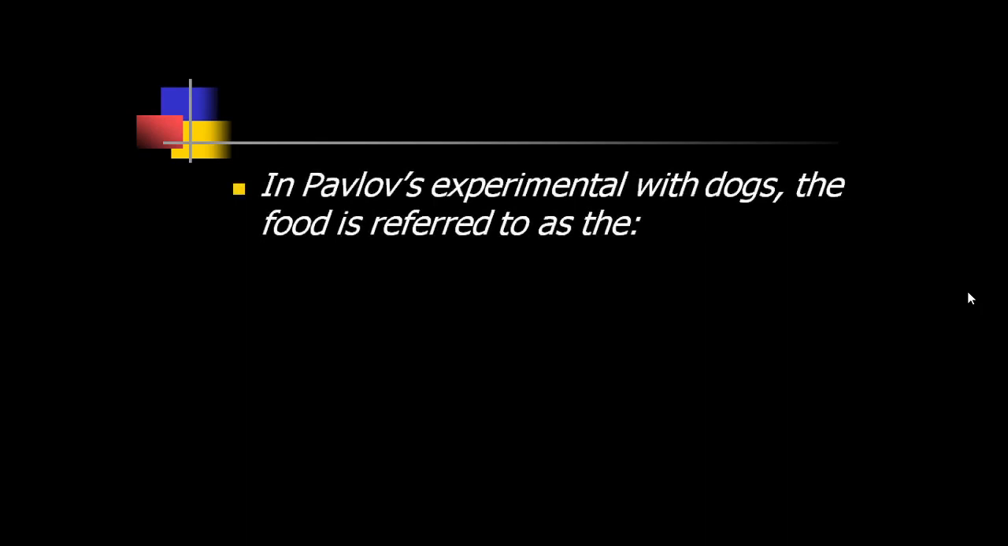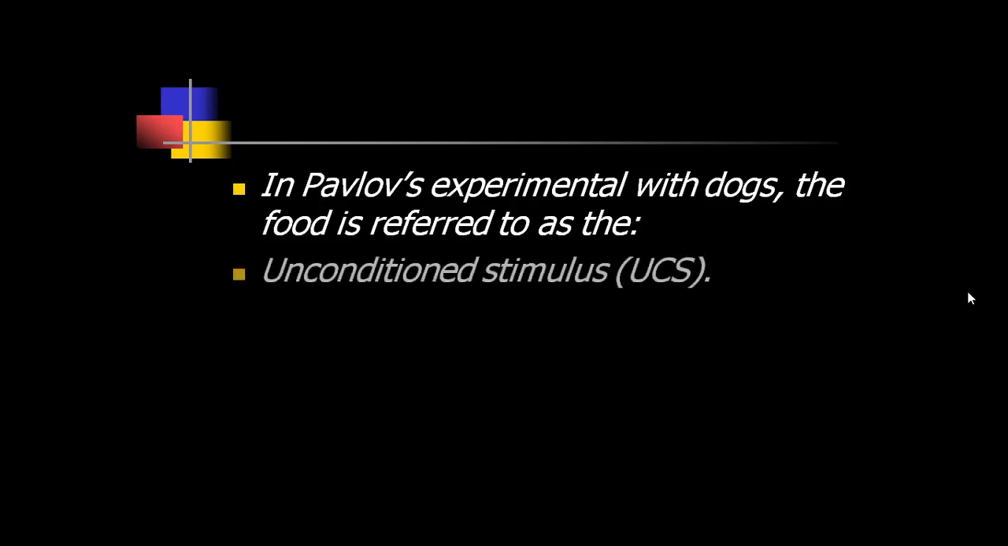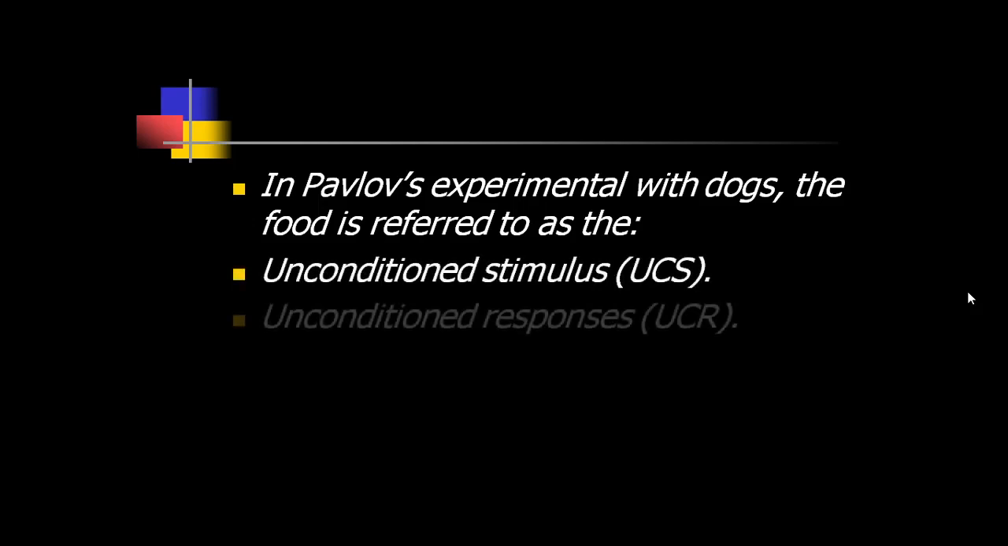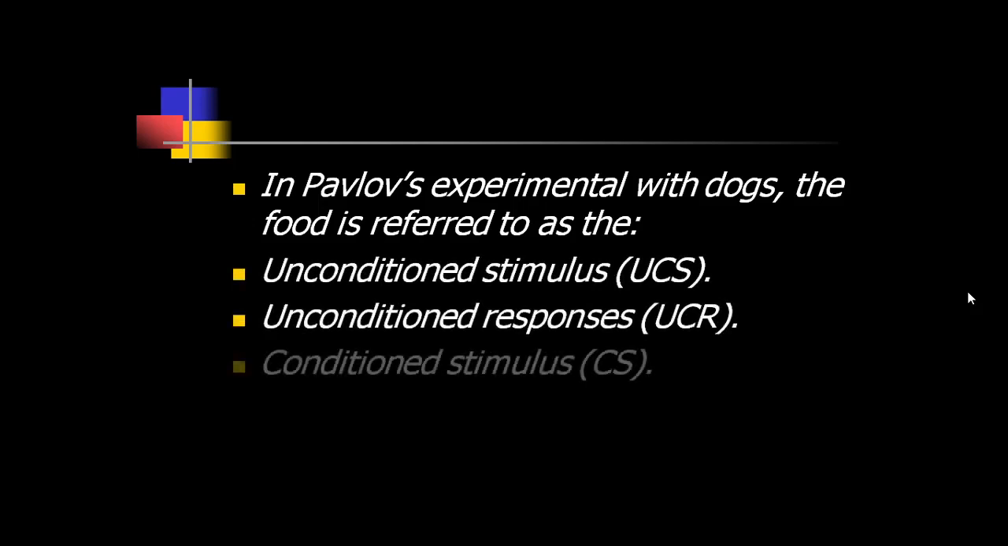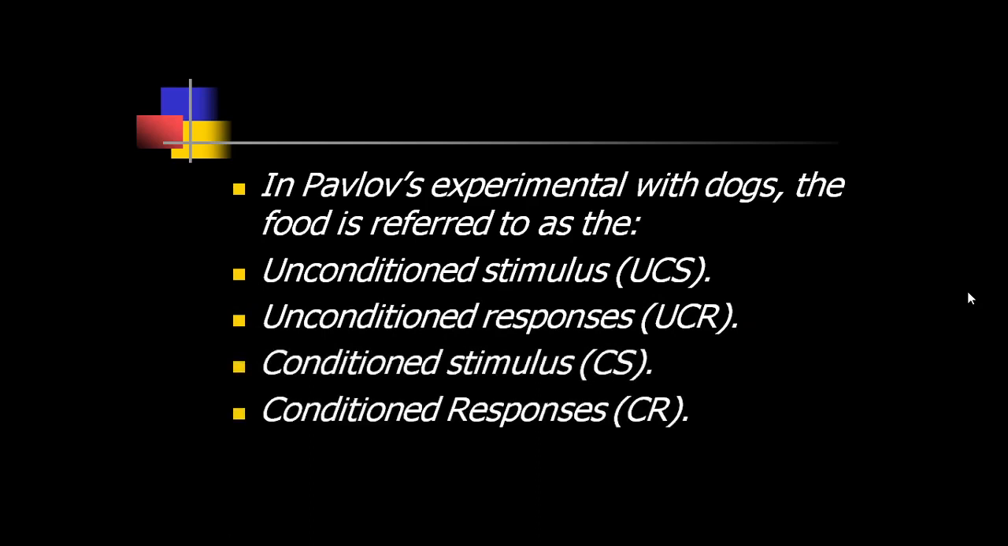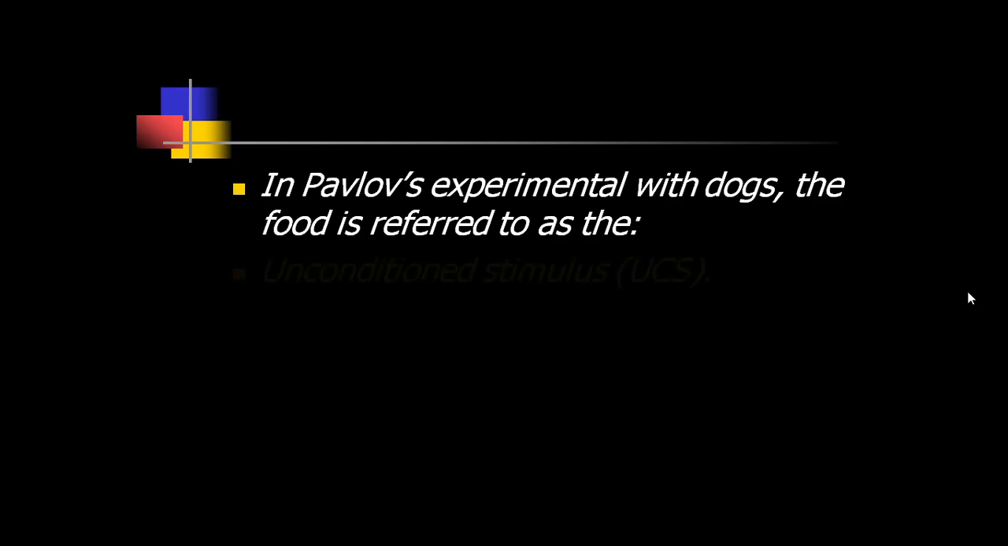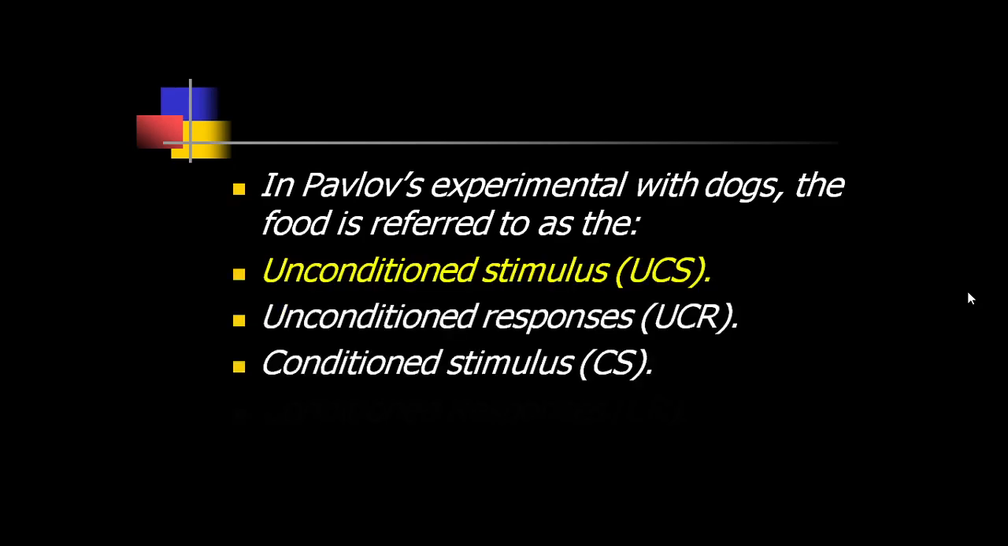Next question. In Pavlov's experiment with dogs, the food is referred to as unconditioned stimulus, unconditioned response, conditioned stimulus and conditioned response. Answer is unconditioned stimulus.